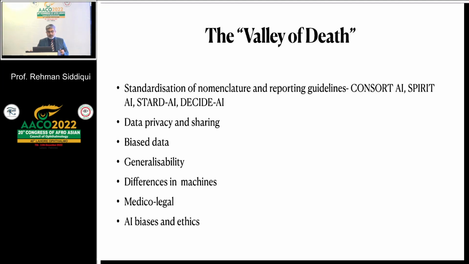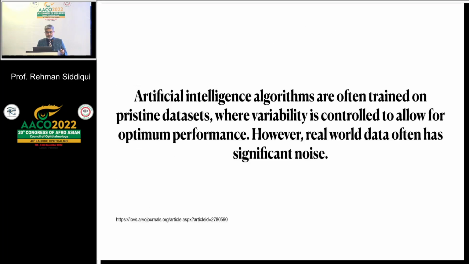How about generalizability issues, differences in machines? A Topcon image is 45 degrees, another fundus camera is 55 degrees, and another is 35 degrees. Can you build a model on one camera and take it to another camera? What do you do? Medicolegal issues and AI biases and ethics, all of them are there.